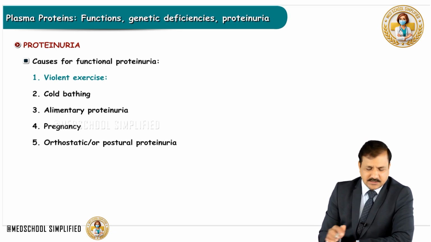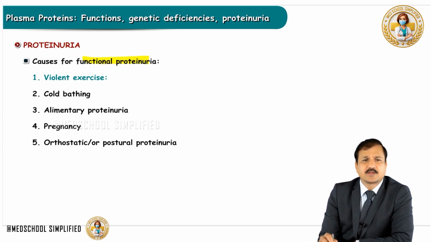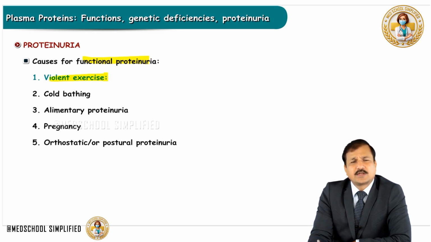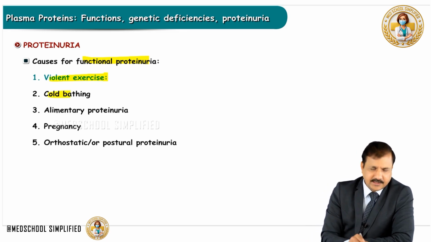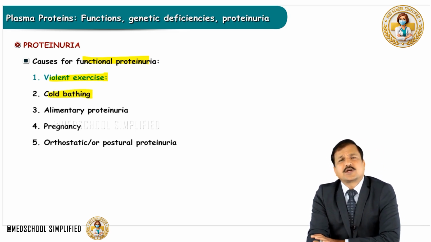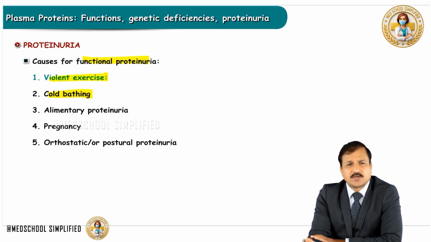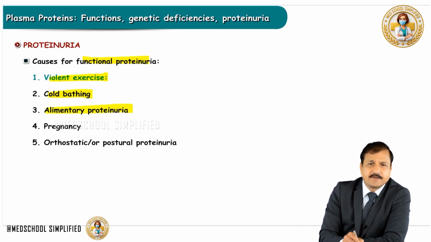Let's see what the causes of functional proteinuria are. Number one is violent exercise, which can lead to slight damage to the kidney, and that can account for the amount of protein that appears in the urine on a temporary basis. So it is a temporary proteinuria. Cold bathing leads to constriction of renal blood vessels, producing temporary anoxia, and that may lead to a functional proteinuria.